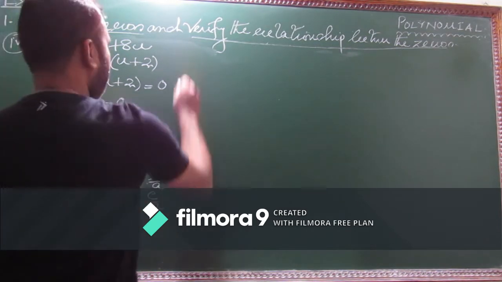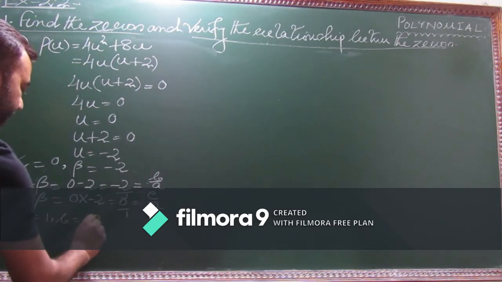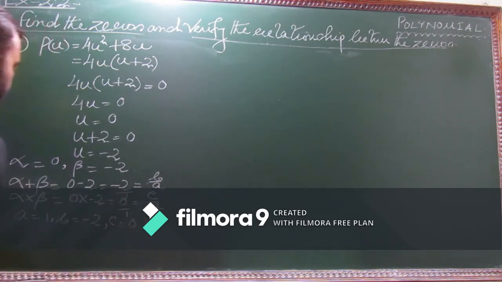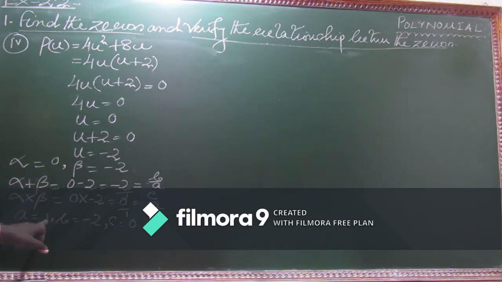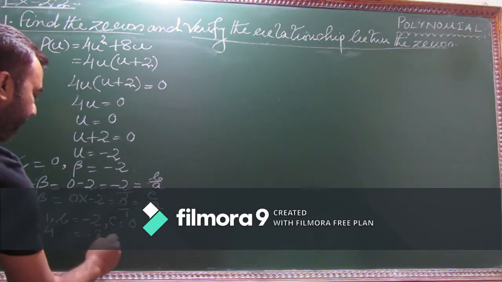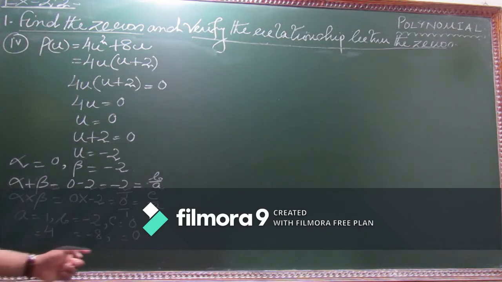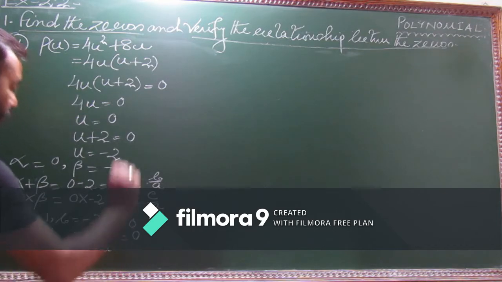The value of a is equal to 1, the value of b is equal to minus 2, and the value of c is equal to 0. Now here a is equal to 4. So if I have to make this 4, then all would be multiplied by 4. That means you can write this is 4, this is minus 8, 0 into 4 is equal to 0. So a is now 4, b is now minus 8. So the polynomial is now p(u) is equal to 4u square minus 8u.